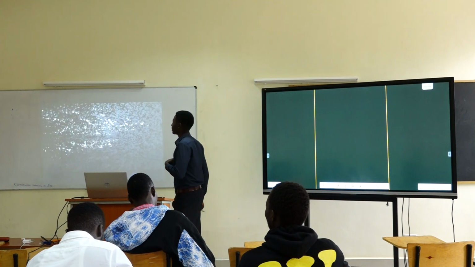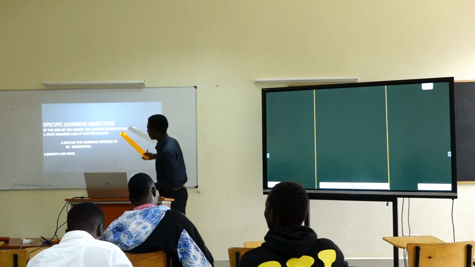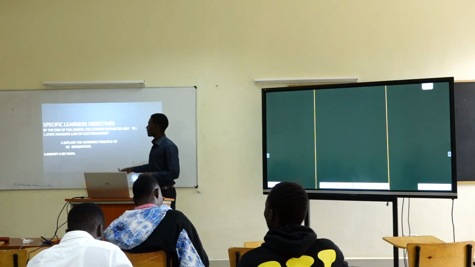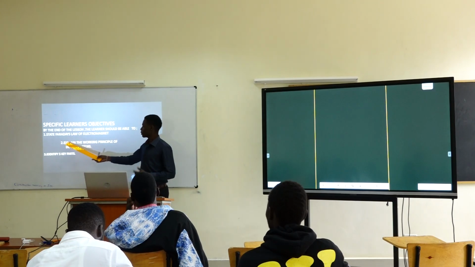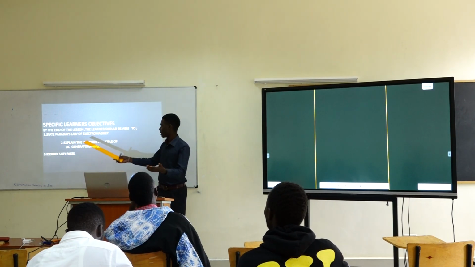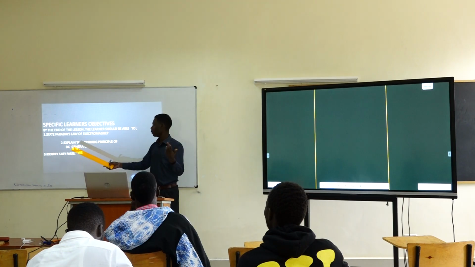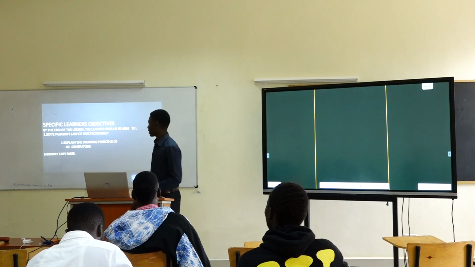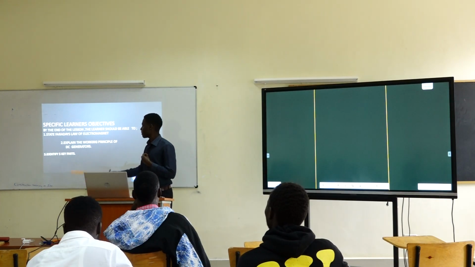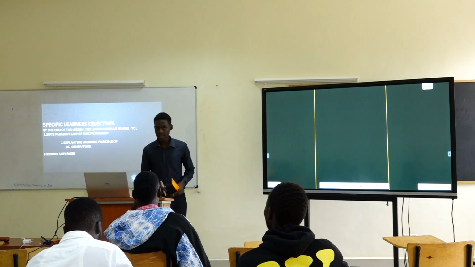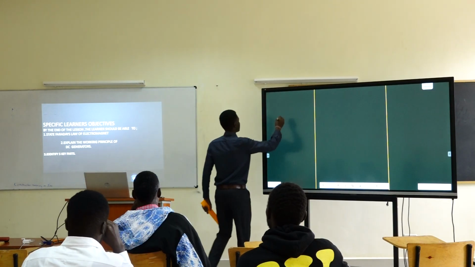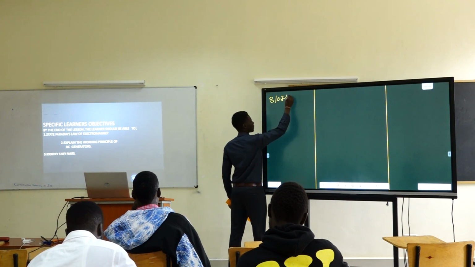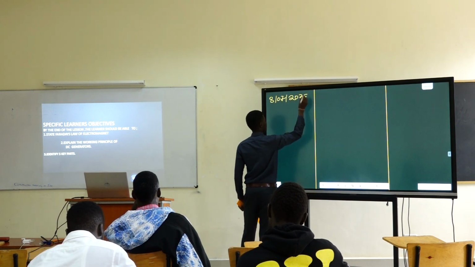For today's class, the specific learner's objectives is that by the end of this lesson, the learner should be able to state Faraday's law of electromagnetic induction. Number two, explain the working principle of DC generators. And the final one is identify 5 key parts in a DC generator. So today is on 8th July 2025.